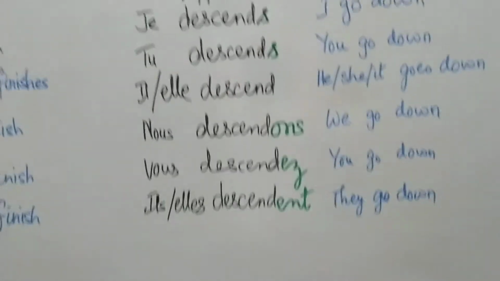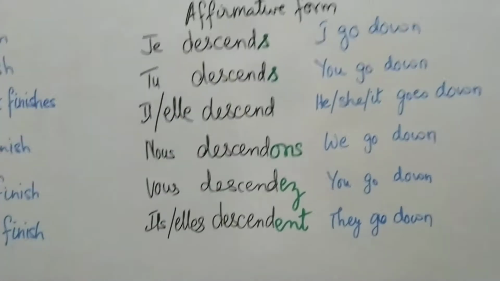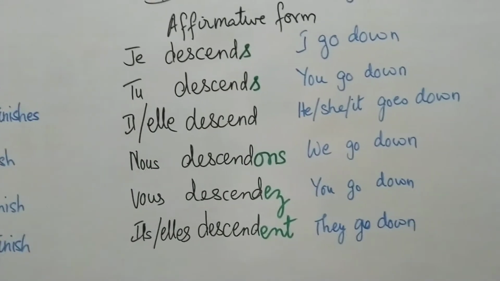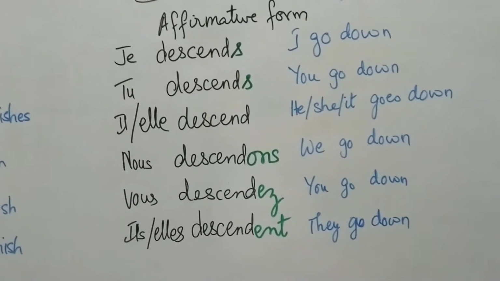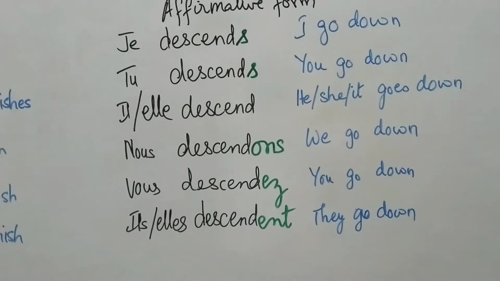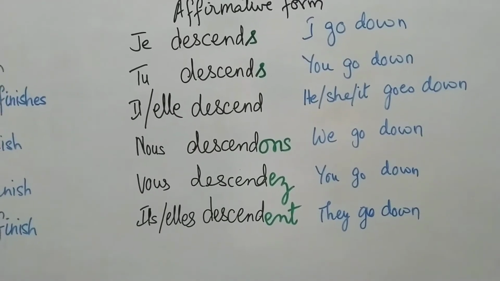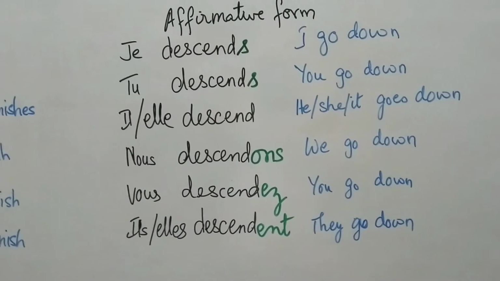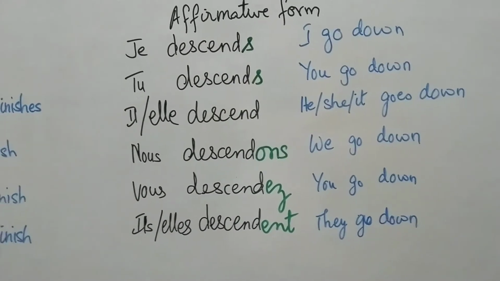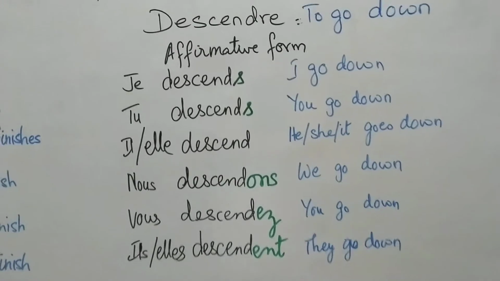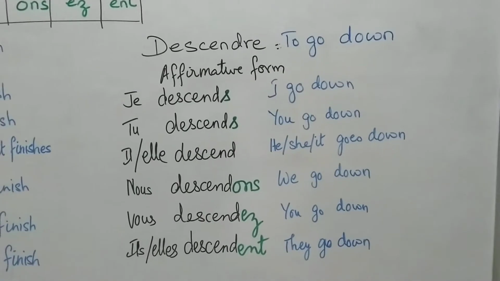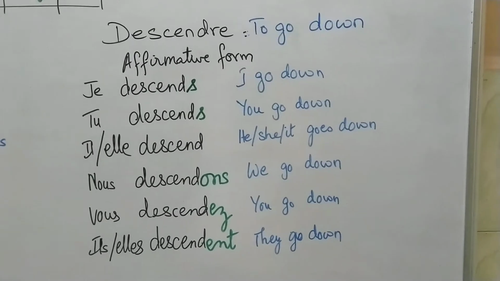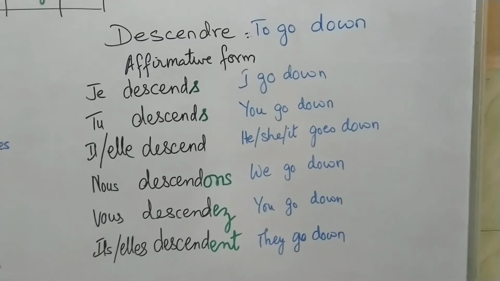So, the present tense for the verb descendre will read je descends, which means I get down or I go down. Tu descends, you get down or you go down. Il or elle descend, he, she or it gets down or he, she or it goes down. Nous descendons, we go down or we get down. Vous descendez, you go down or you get down. Ils or elles descendent, they go down or they get down.